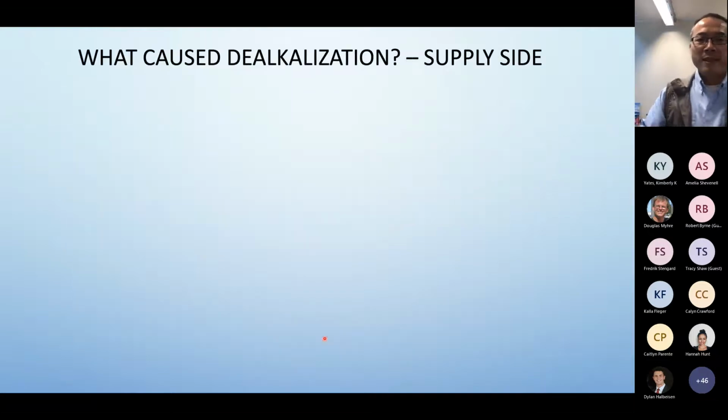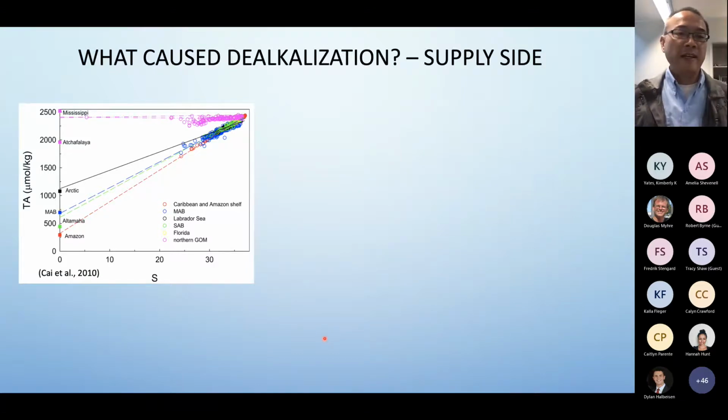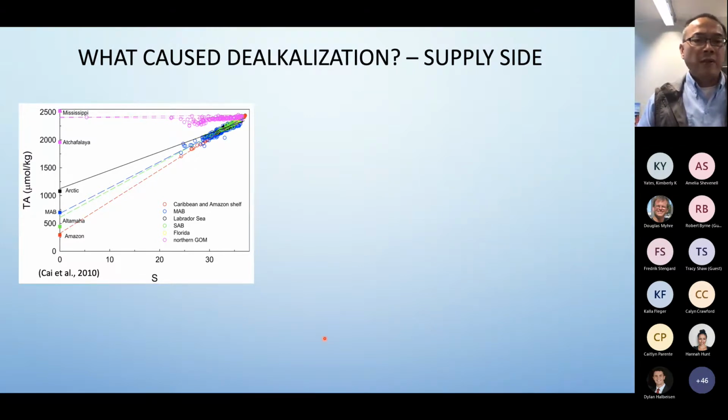So let's move forward. What may have caused the alkalinity change if you look at the supply side? This is a summary we did back at the University of Georgia when I was doing my postdoc. We summarized the ocean margin alkalinity distribution across different rivers, all the way from the Mississippi and Amazon, and then we went up to the Arctic. You can see there is a fairly large range of river alkalinity values. That was more than 10 years ago.